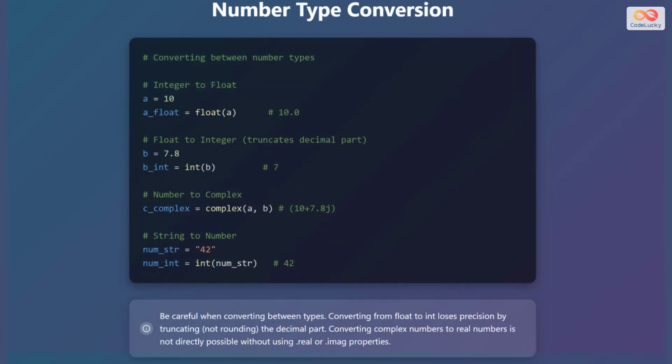Finally, let's look at how to convert between different number types in Python. To convert an integer to a float, we can use the float function. To convert a float to an integer, we can use the int function, which truncates the decimal part. To convert a number to a complex number, we can use the complex function, passing the real and imaginary parts as arguments. You can also convert a string to a number using the int function, but be careful because the string must represent a valid integer. When converting between types, keep in mind that converting from float to int will lose the decimal part, and converting complex numbers to real numbers is not directly possible without using the .real or .imag properties.